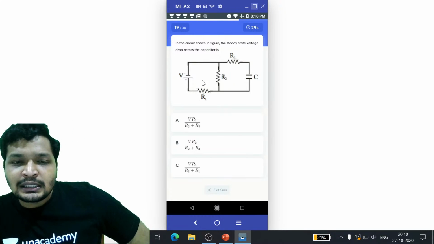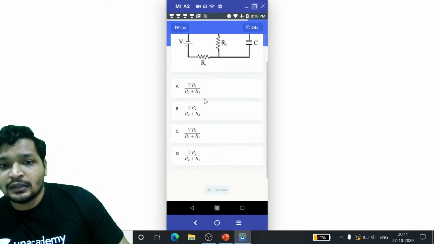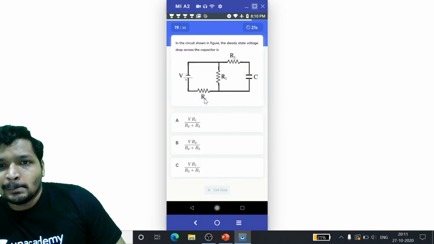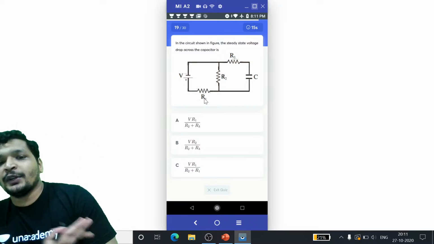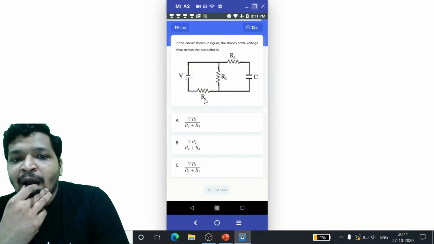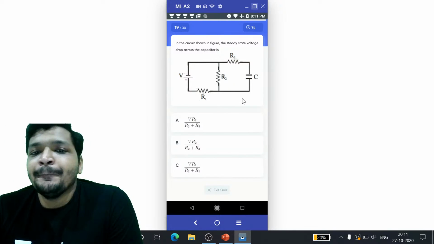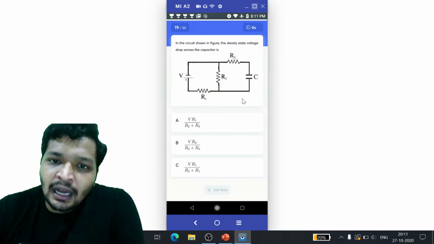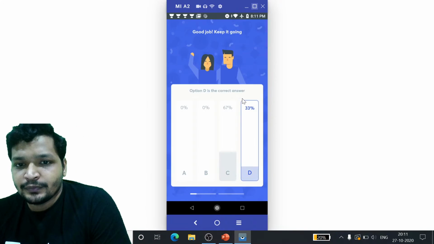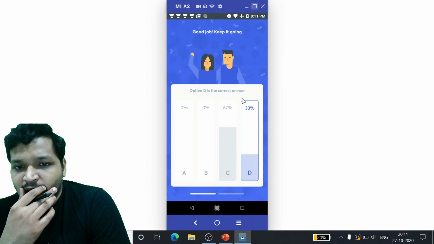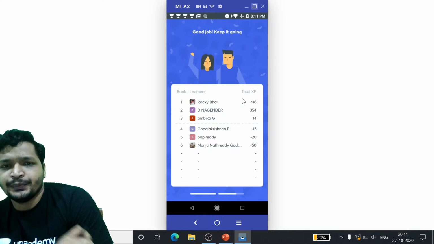In the circuit shown, what is the steady voltage drop across the capacitor? It's very simple, guys. This is not a question of capacitance, it's a question of current electricity. It should have been the voltage drop across R2, right? It should be B into R2 divided by R1 plus R2. Answer should be C, or D, that was R2. In that case, it should have been the potential drop across R2.